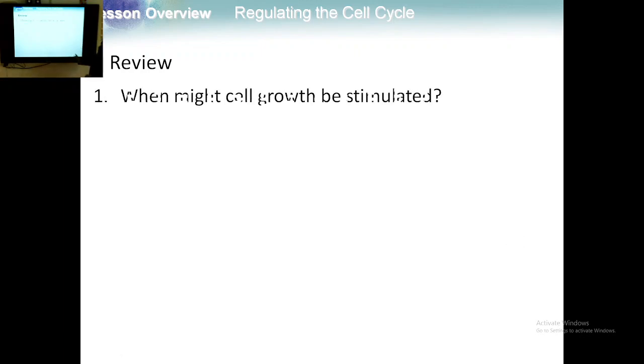The first question: when might cell growth be stimulated? When might cell growth be stimulated? When there is injury or growth. So the cells will be stimulated to grow in two cases or many cases, especially injury and growth. In kids, growth will be initiated more than in adults, okay? In injury, like a broken bone, scratches on the skin, and so on.